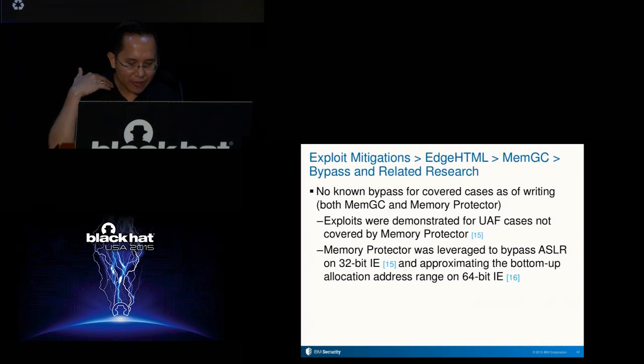As of this writing, memgc and memory protector still have no known bypass for covered cases, but as with other exploit mitigations, new bypass techniques may be developed in the future. However, note that exploits were demonstrated for UAF cases not covered by memory protector. Also, there is published research on using memory protector to bypass ASLR on 32-bit IE and approximating the bottom-up allocation address range in 64-bit IE.